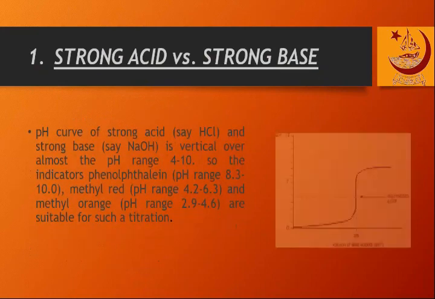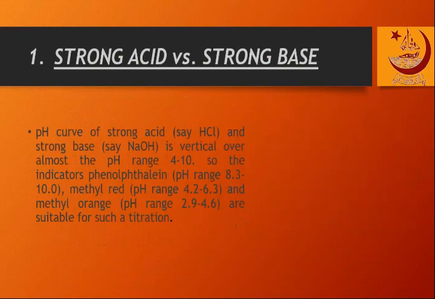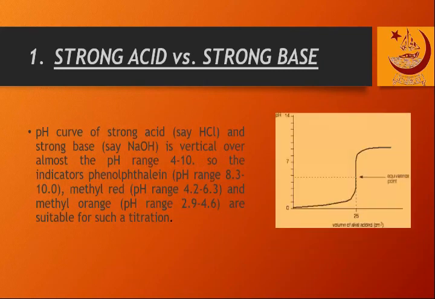Strong acid versus strong base. The pH curve of strong acid, for example, like we can say HCl, and strong base NaOH is vertical over almost the pH range 4 to 10. So the indicators phenolphthalein pH range 8.3 to 10, methyl red pH range 4.2 to 6.3, and methyl orange pH range 2.9 to 4.6 are suitable for such a titration.